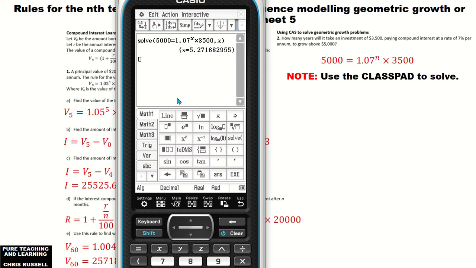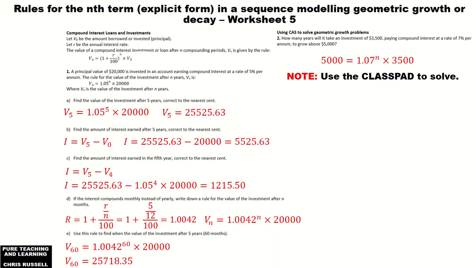And we get 5.27. So let's just have a look if that's what we were meant to have. Yep. So the n equals 5.27, but that is after the 5th year, so it's really into the 6th year, so therefore we say it would take 6 years.